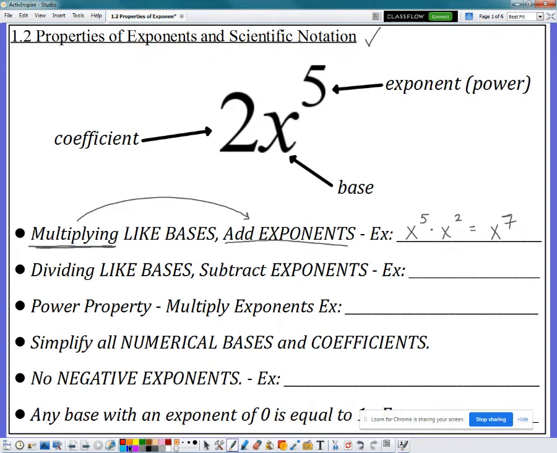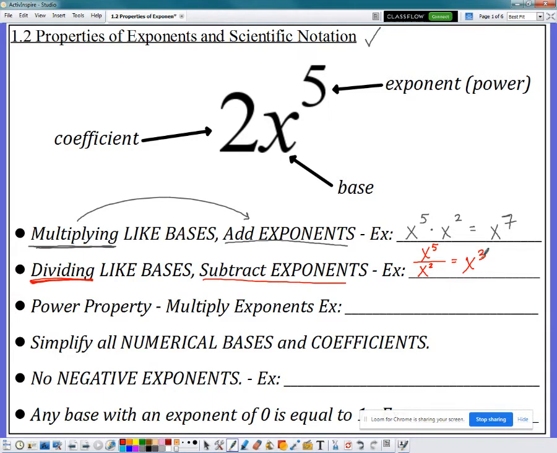All right. Dividing like bases. When we divide like bases, we need to subtract the exponents. So for example, if I have x to the fifth over x to the second, that gives me x to the third because 5 minus 2 is 3. We subtracted the exponents. That is what you call the quotient property in math.